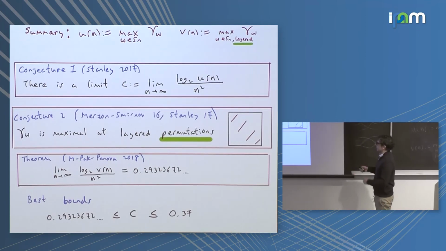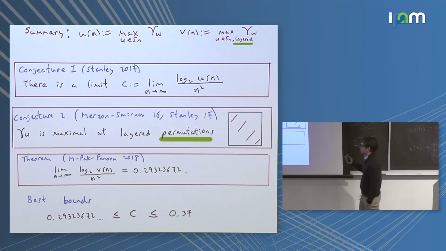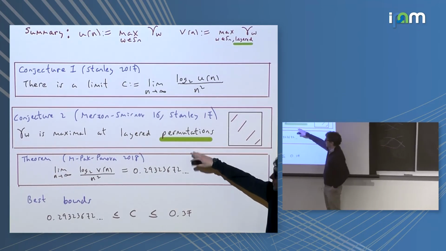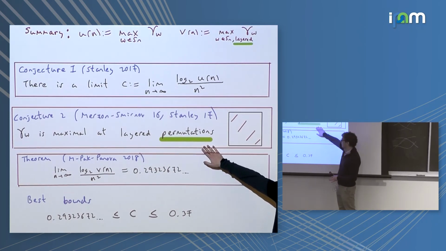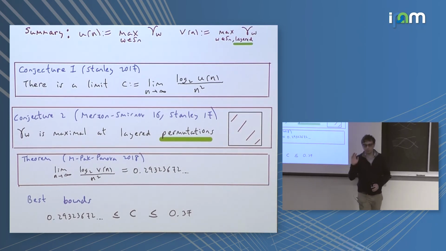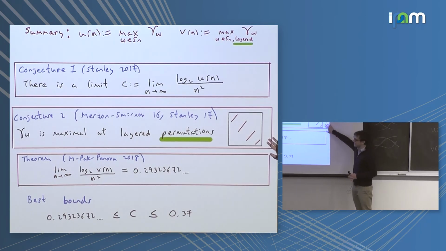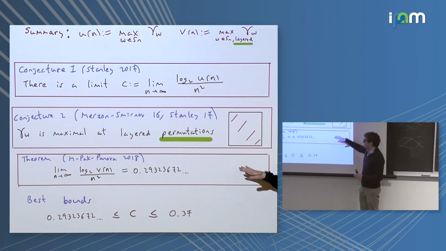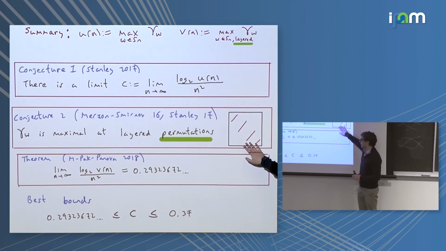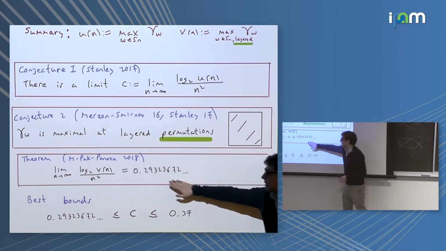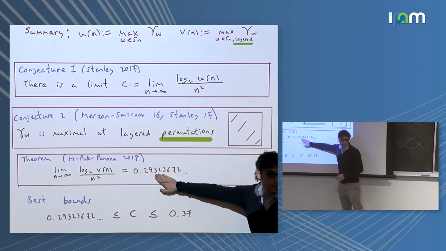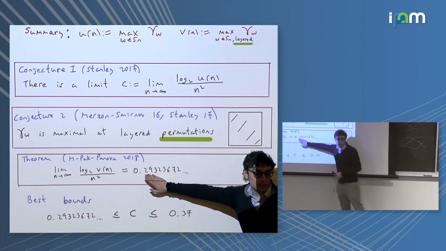Okay, so there's a limit, and the conjecture of Merzon and Smirnov or Stanley is that the maximum happens at layered permutations, and even within our group, there's no consensus that this conjecture is true. But then if you believe the conjecture, or maybe for other reasons, then the maximum actually exists and it's equal to this. Or if you restrict to layered permutations, that's the maximum.